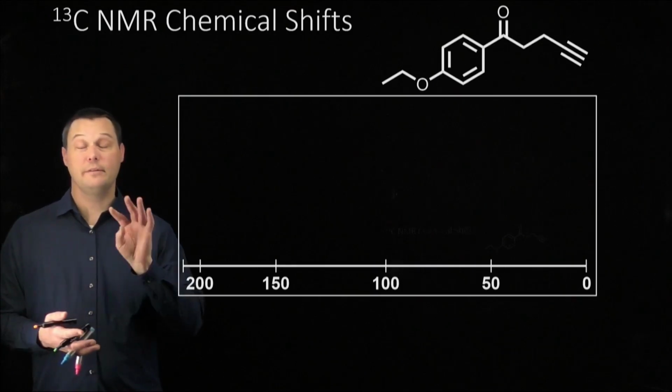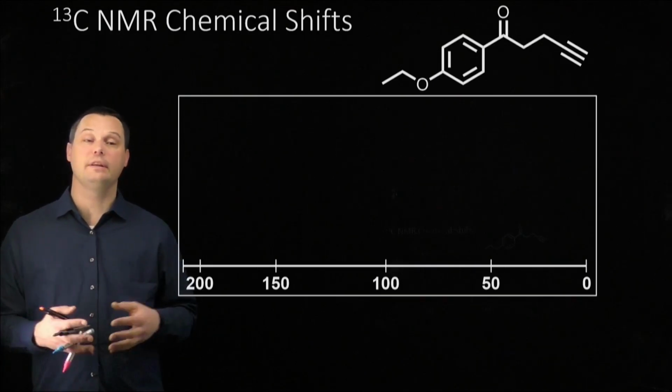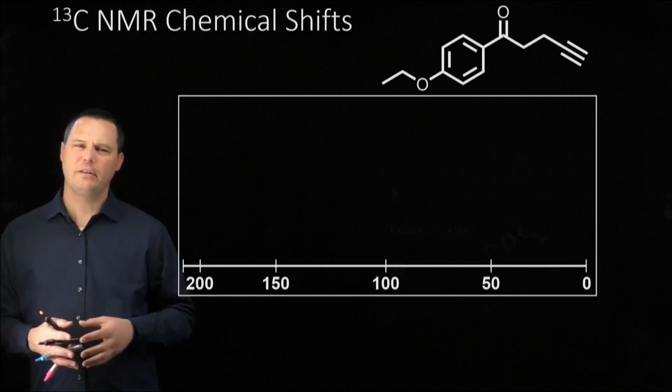In carbon NMR, there are only 4 key chemical shift ranges that you really need to know. Okay, 5 key ranges, but I'll explain in a second.